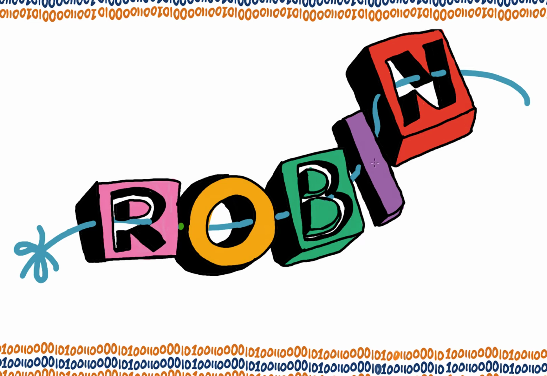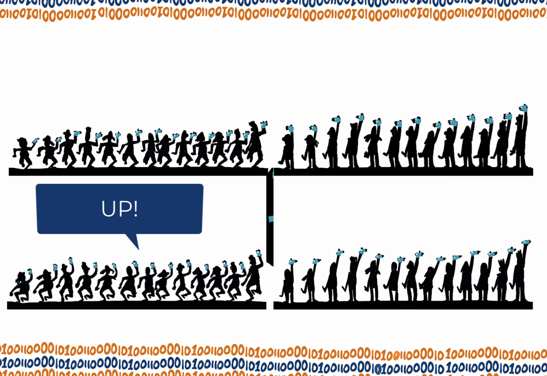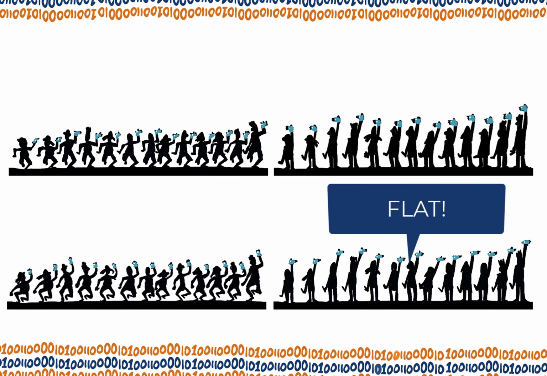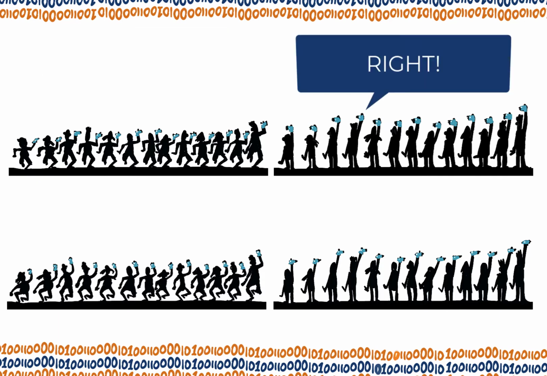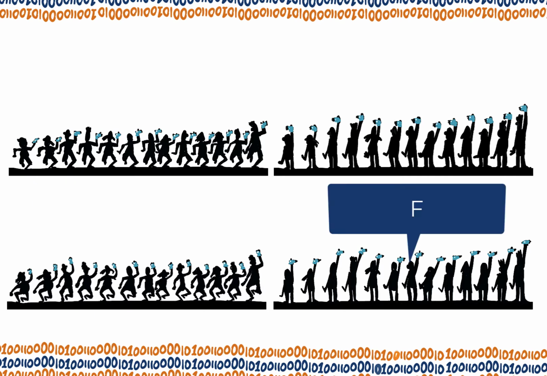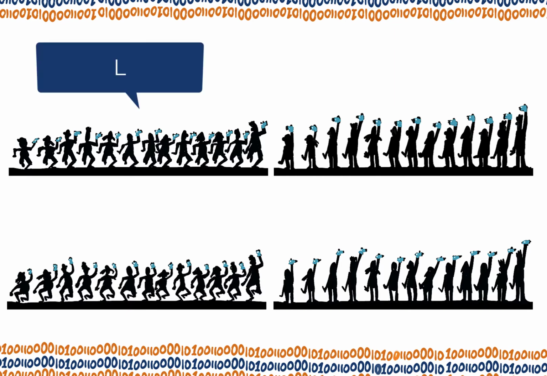For this first dance sequence, Robin tells us the gestures they have to learn are up, flat, up, flat, left, right, left, right. Let's use the first letter of each move as the name of the gesture. So, U will mean up, F will mean flat, L will mean left, and R will mean right.